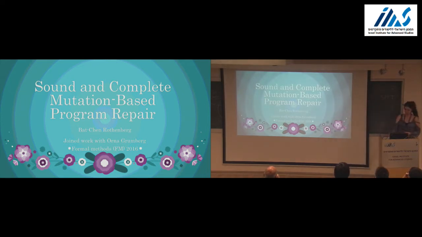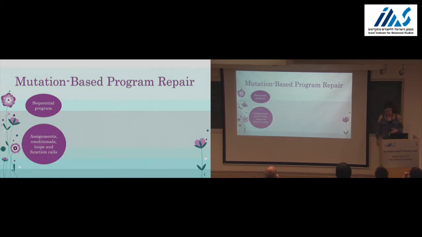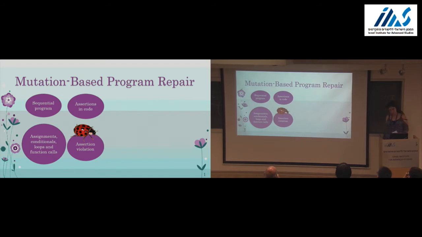Today I will be very briefly talking to you about our joint work from FM 2016 about sound and complete mutation-based program repair. So what is mutation-based program repair? In this work, we are focused on sequential programs, which contain the usual constructs: assignments, conditionals, loops, and function calls. We also assume the code comes with built-in assertions written by the programmer. And we know that at least one assertion violation has been observed, and this is the bug. What we'll try to do is to automatically repair the program with respect to this bug.